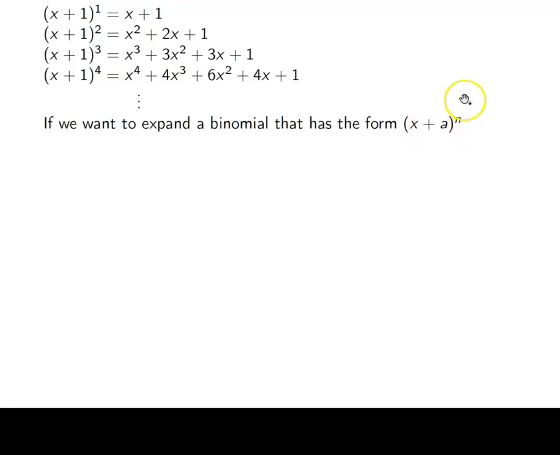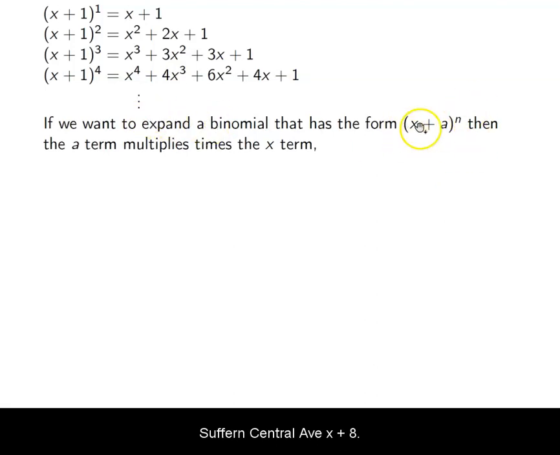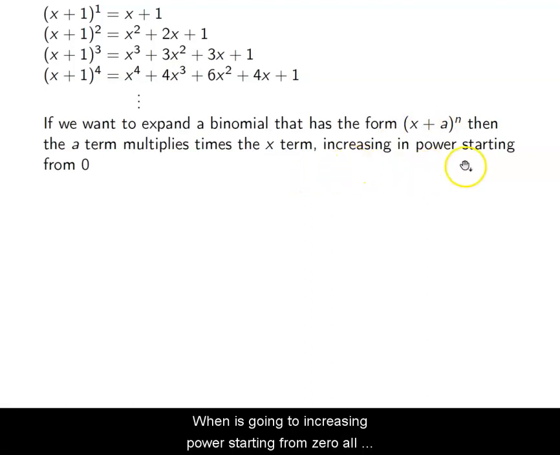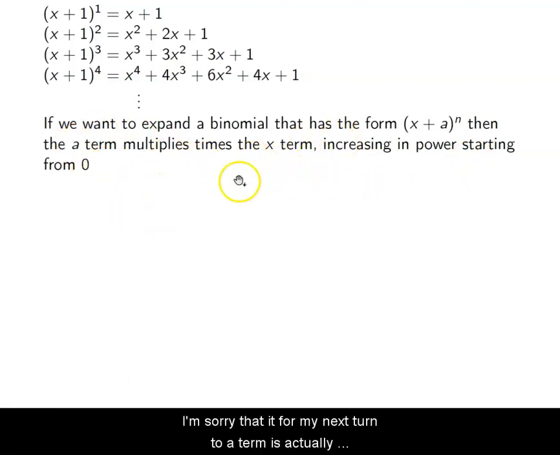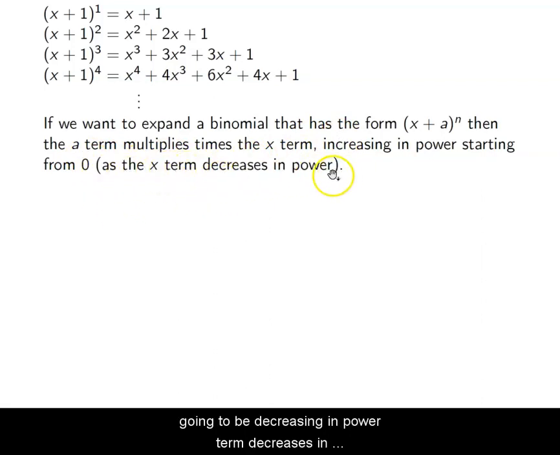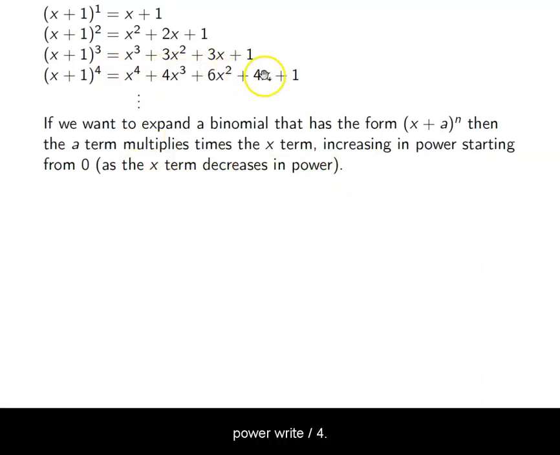As long as it's 2 terms being raised to the nth power, we can use Pascal's triangle in order to do that, okay? So for instance, if I have x plus a to the n, then the a term multiplies times the x term. And it's going to increase in power starting from 0 all the way up to n, okay, for my a term. And for my x term, the x term decreases in power, right? It starts from 4, then 3, then 2, then 1, and then no power. My value of a, whatever it is, starts to increase, okay?